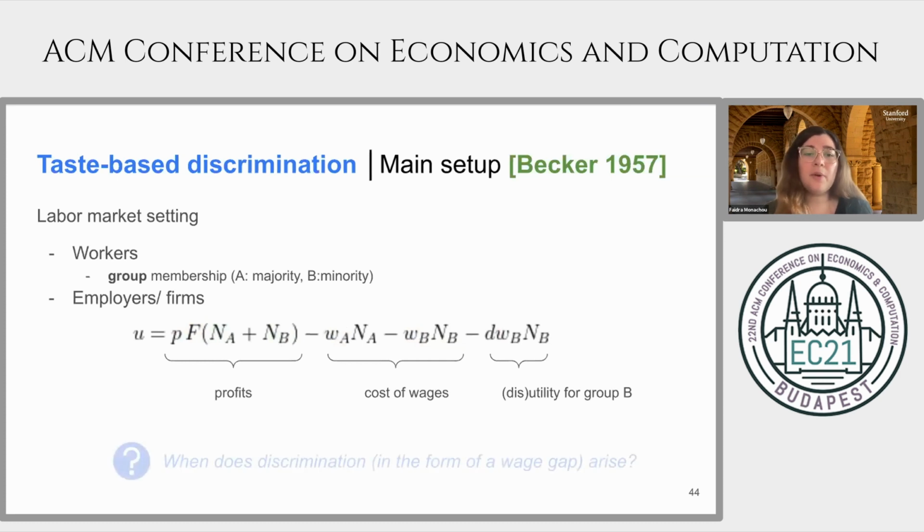Given this framework, we can ask again, when does discrimination arise? By discrimination here, we could mean several different things, but we will simply consider that discrimination exists when there is a wage gap between the two groups. Okay.